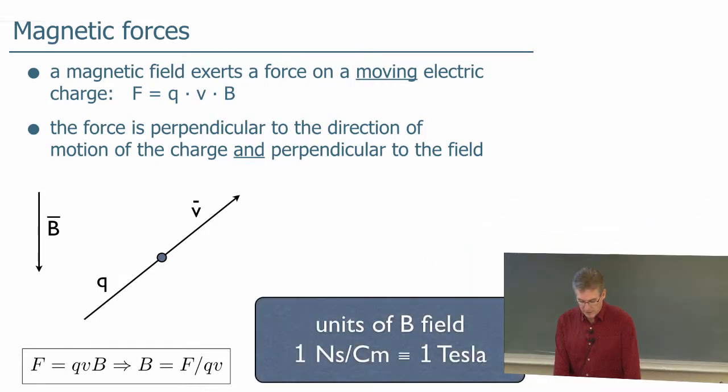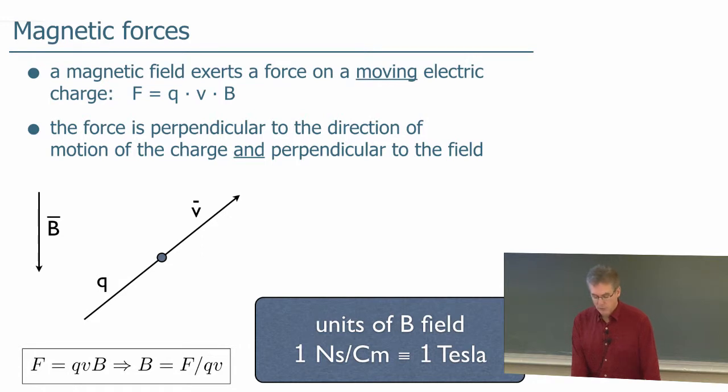And this, by the way, gives us the units of the magnetic field, because we have Q times V times B. Well, B is in units of F over Q times V. So it's force, newtons, over charge, coulombs, times V, meters per second. So you get newton seconds per coulomb meter.